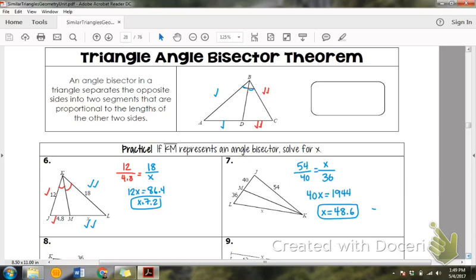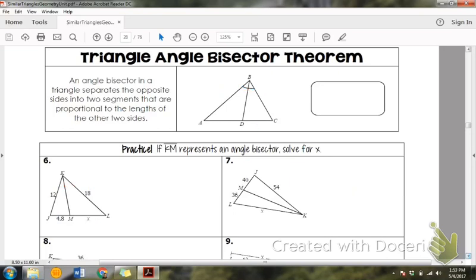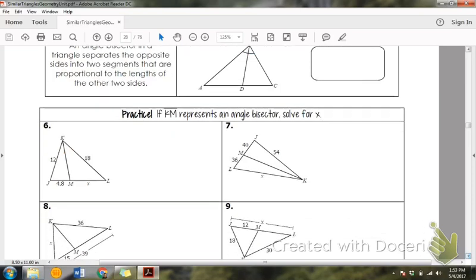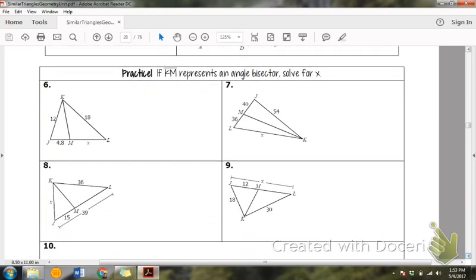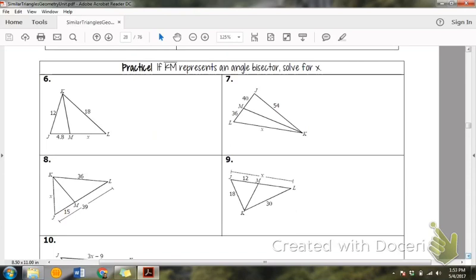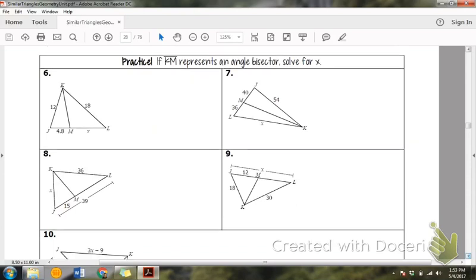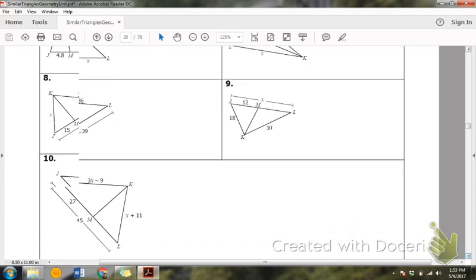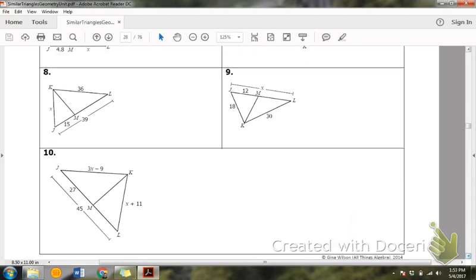Let's look at number 9. The problem is X is representing the entire side and not just that little piece. And I can't say that 30 is over X because that doesn't make sense. I know that this side over here is 12. I know that JM is 12.